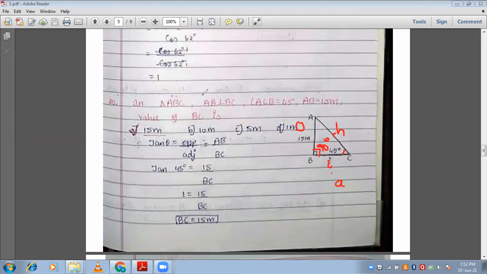So tan 45 is equal to opposite by adjacent. Tan 45 is equal to the opposite, 15, divided by the adjacent, BC. Tan 45 has value 1, so 1 is equal to 15 by BC. You will get the BC value as 15 meter. Next question.